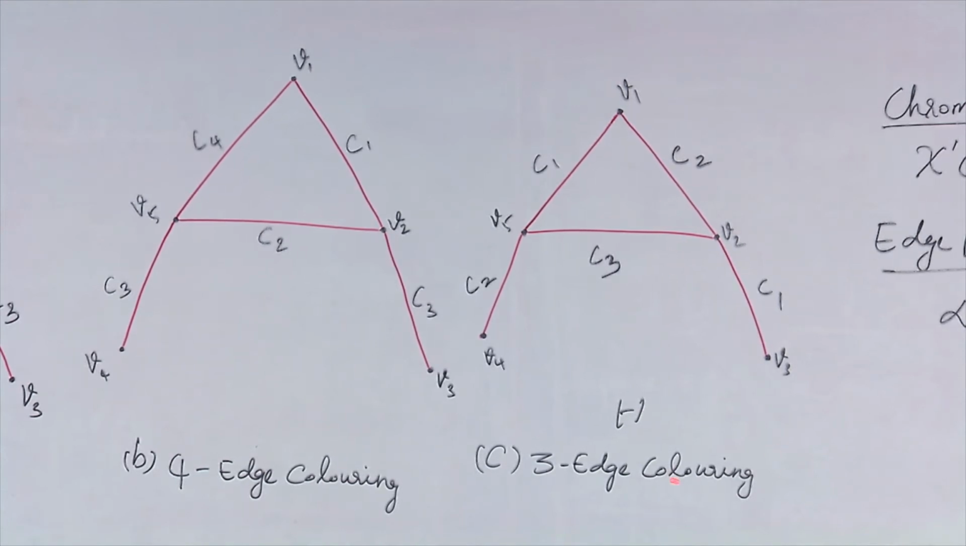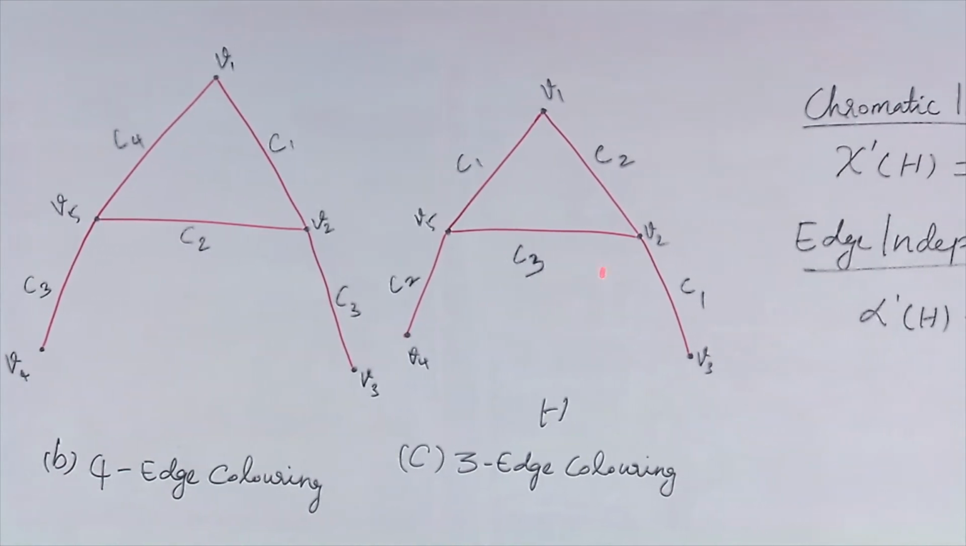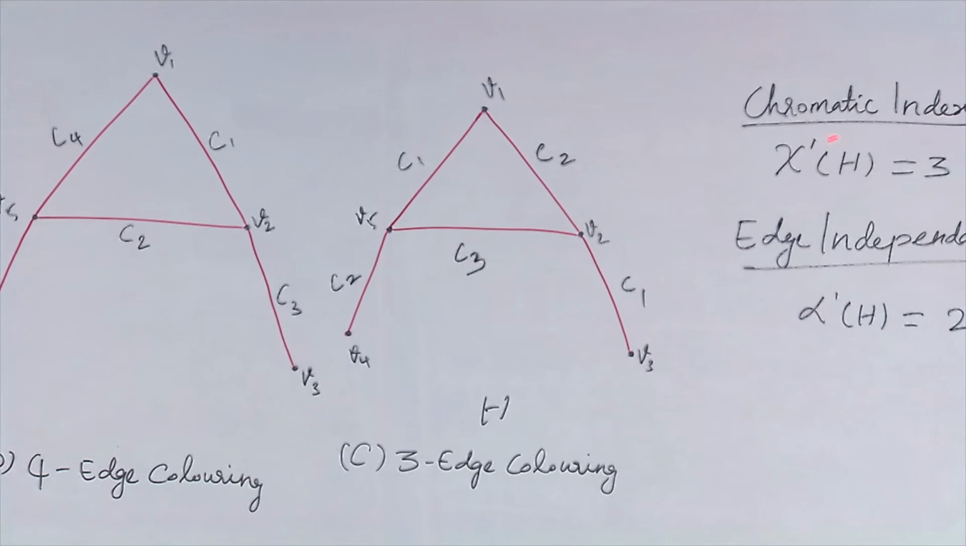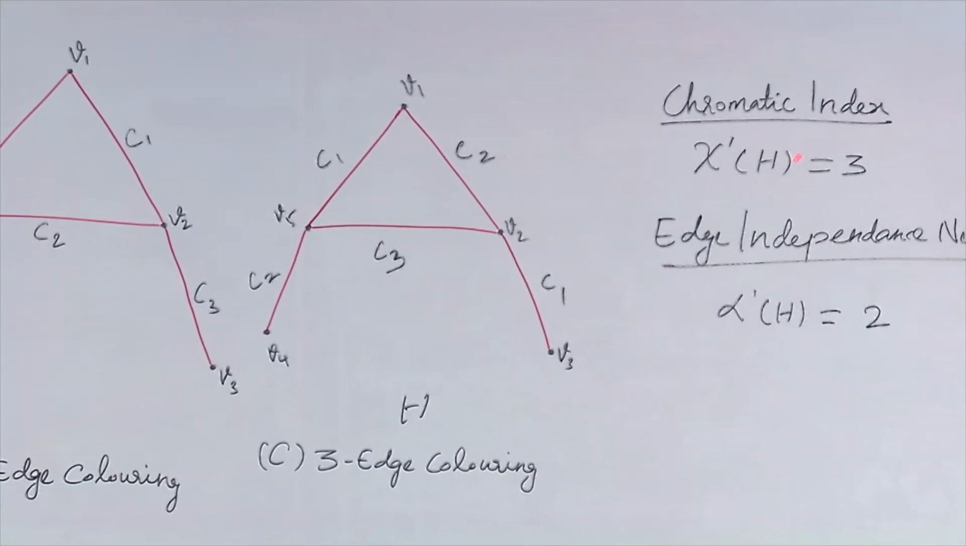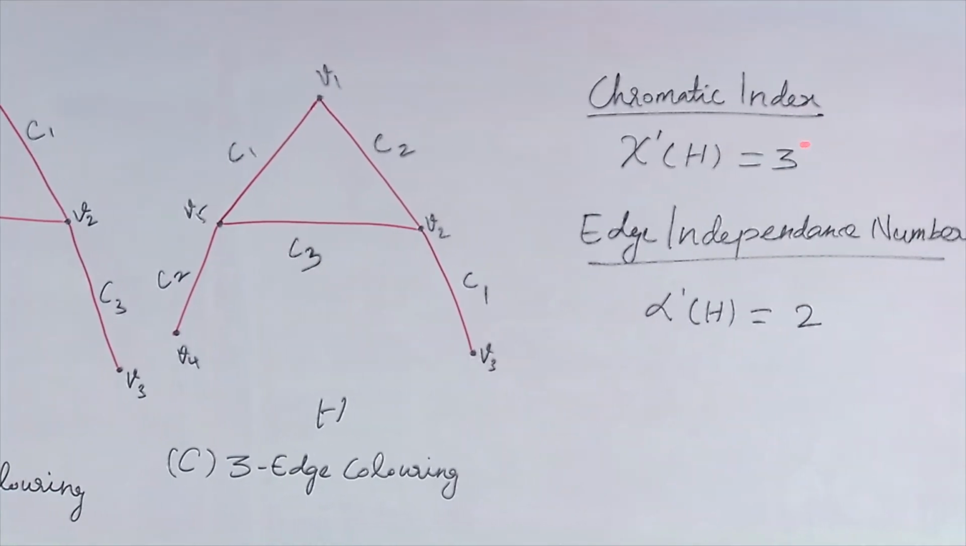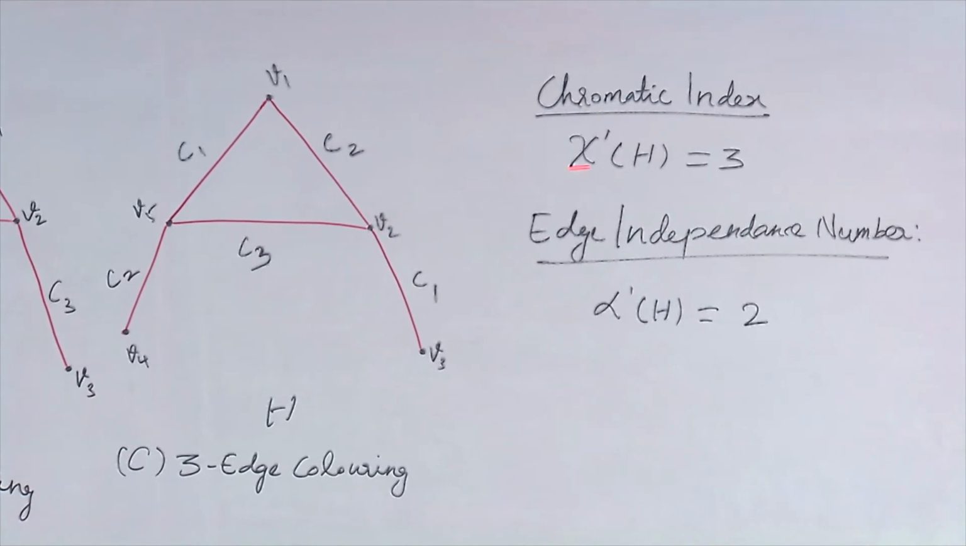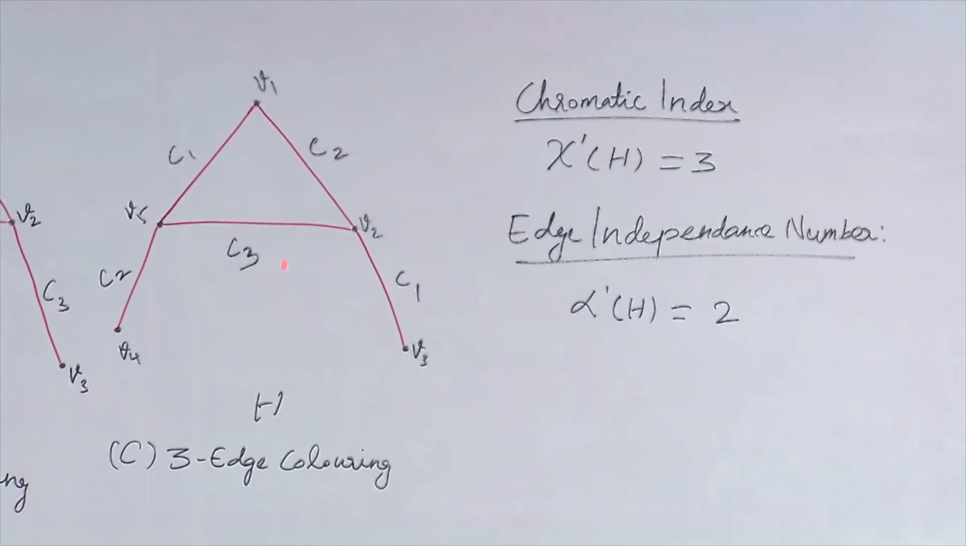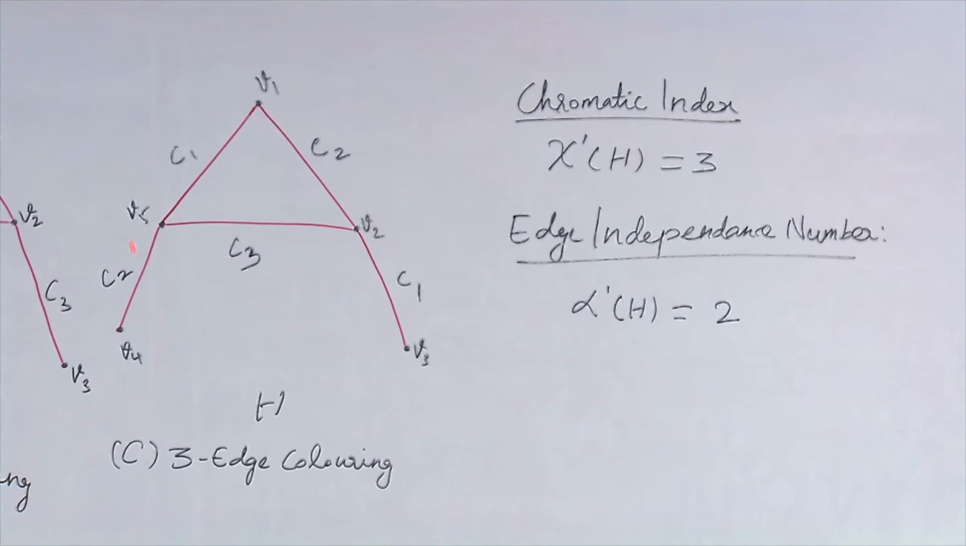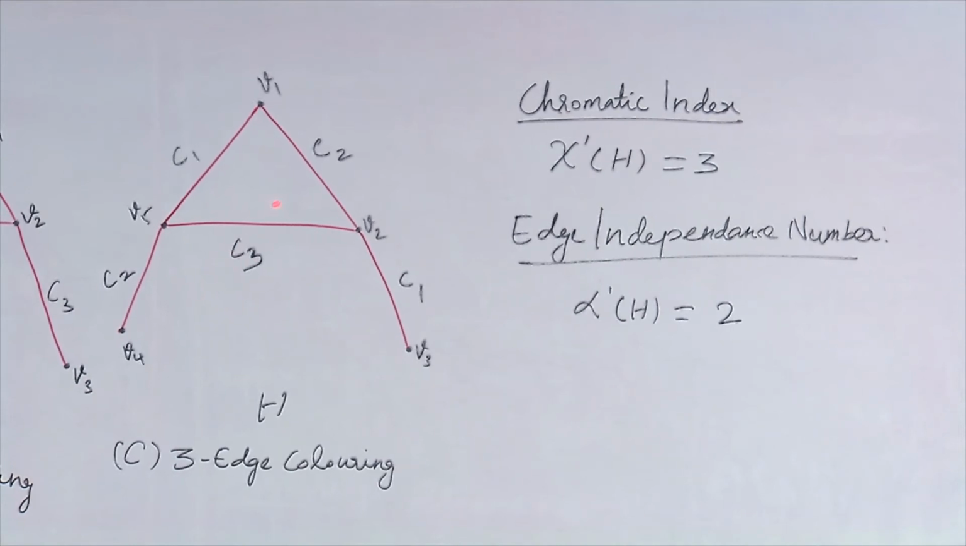This is 3 edge coloring, and the chromatic index or chromatic number of this graph with respect to the edge set is denoted by chi dash of H, and that is equal to 3. So, the chromatic index for this graph is 3, even though I can color the same graph by using 5 colors, 4 colors and 3 colors, the minimum number is 3. So, therefore, the chromatic index here is 3.